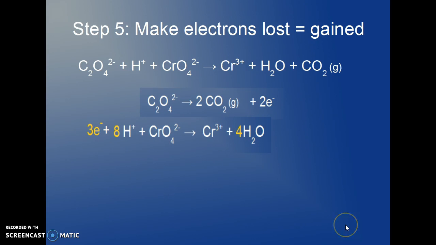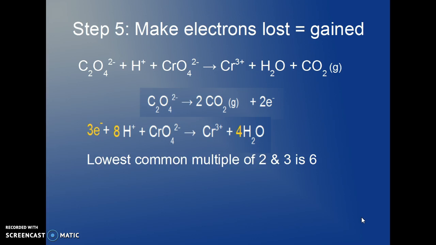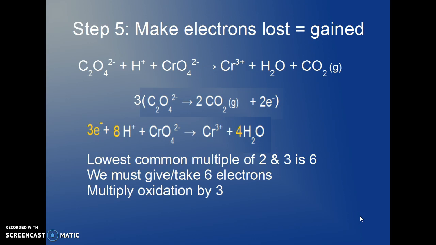Step 5, we've already done the other intermediate steps. We're going to make the electrons that are lost equal to the number of electrons gained. So here are 2 half reactions. You see we're giving away 2 electrons, we're taking in 3 electrons. That's an unbalanced situation. The lowest common multiple of 2 and 3, of course, is 6. So we must give and take a total of 6 electrons. That means we have to multiply the oxidation half reaction by 3 to get 6 electrons coming off, and the reduction half reaction by 2 to get 6 electrons being taken in.